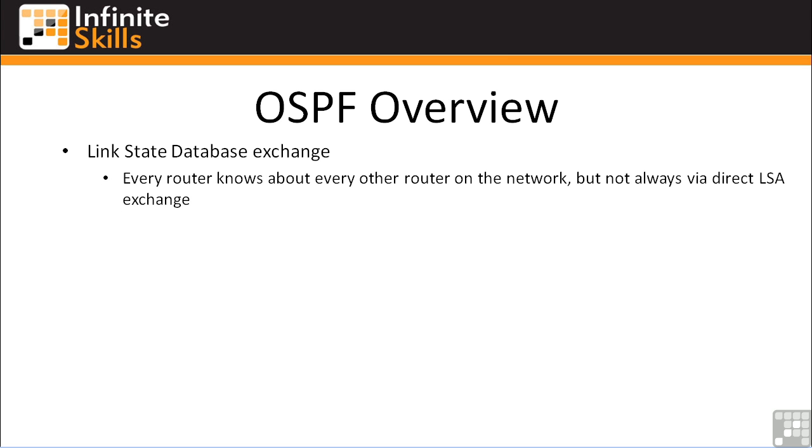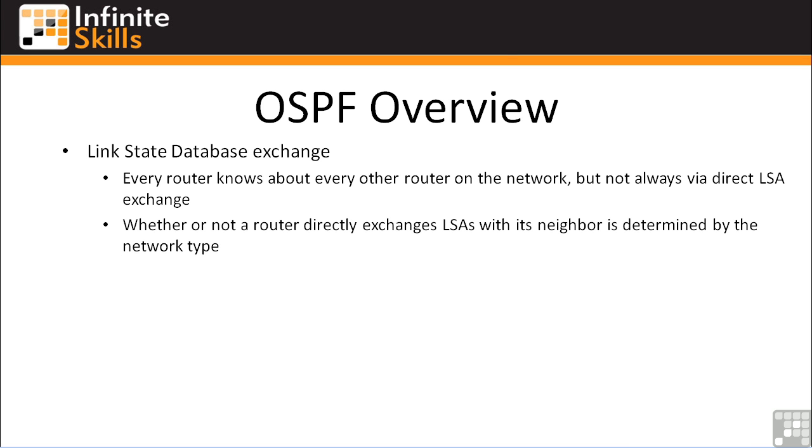Every router knows about every other router on the network, but not always via direct link state advertisement exchange. Now, obviously, we've talked about the way that OSPF maintains a topology database, and obviously for this topology database to be valid, OSPF has to know about every router out there. But just because two OSPF routers are neighbors doesn't necessarily mean that they'll actually exchange routes directly with one another. Whether or not a router directly exchanges link state advertisements with its neighbor is determined by the network type.